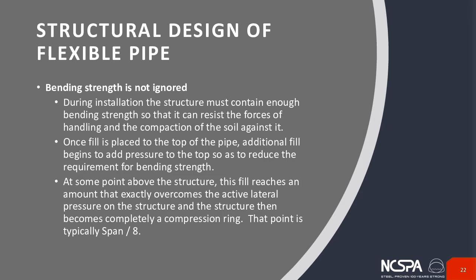As we said before, the pipe is completely backfilled and properly supported by the soil envelope. The pipe must have adequate bending stress to resist the shape distortion during handling and installation. As the fill is placed against the pipe, the soil exerts active lateral pressure on the pipe. Additionally, forces are applied to the pipe through the backfill placement and compaction. So there's a certain minimum bending strength that's required to resist these forces.